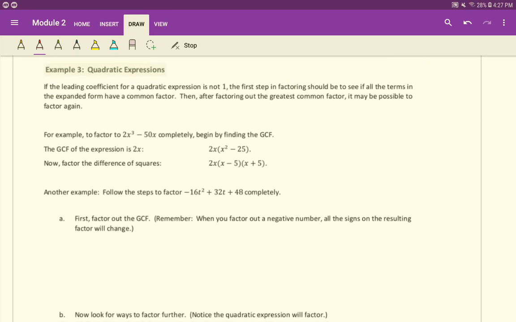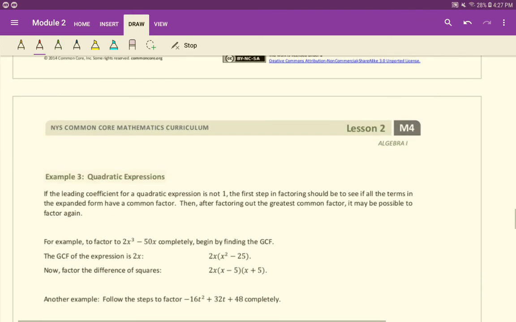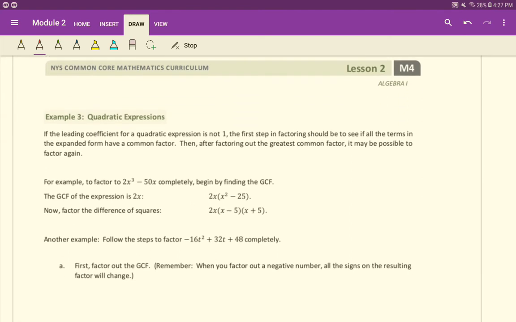If the leading coefficient for a quadratic expression is not 1, the first step in factoring should be to see if all the terms in the expanded form have a common factor. So in other words, look for a GCF. Then after factoring out the GCF, it may be possible to factor again. So when it comes to factoring, we use that word factoring to do different things: greatest common factor, and this quadratic factoring we're doing. So I would always encourage you to look for a GCF first, and then continue factoring using your other strategies. A GCF is always a good idea to start with because it helps you reduce things to simpler numbers.